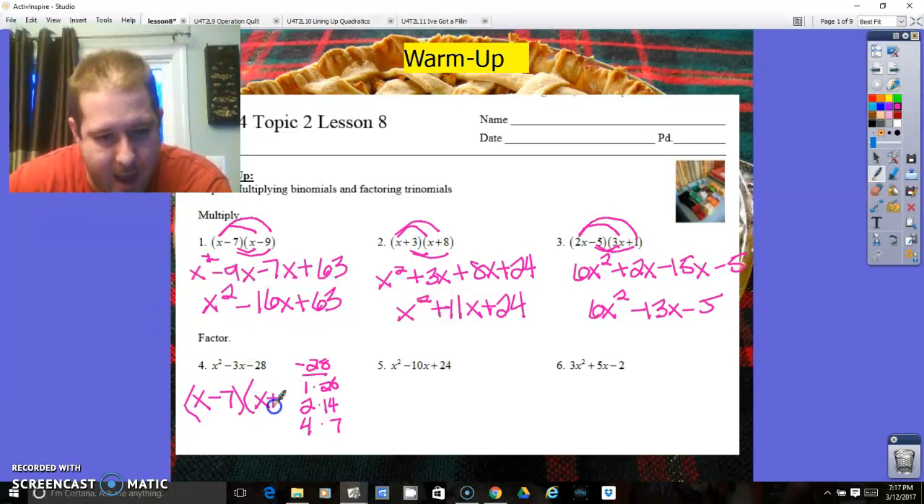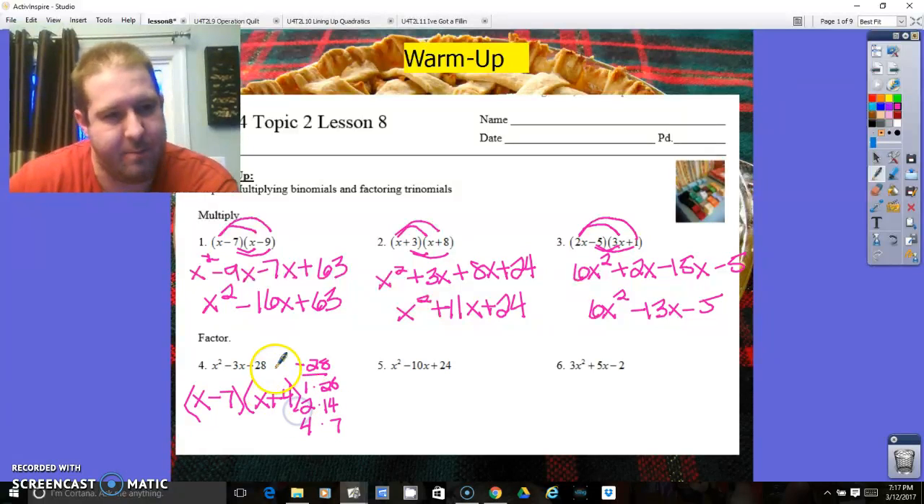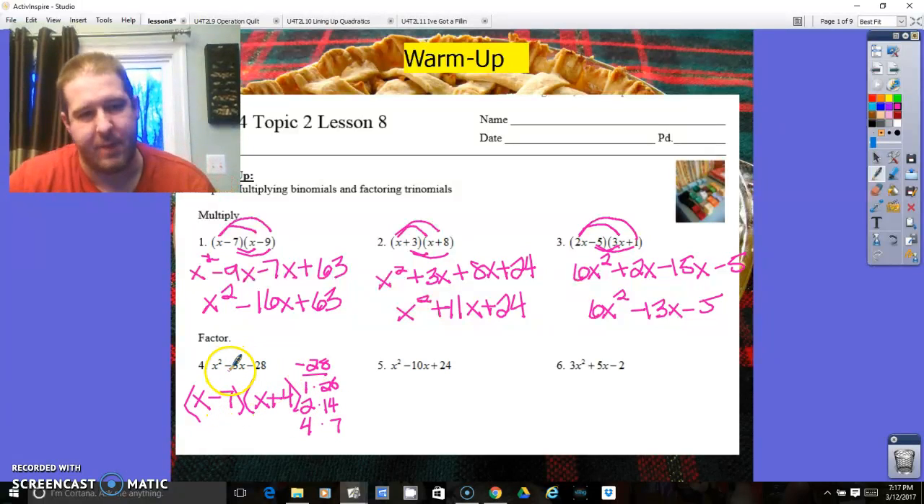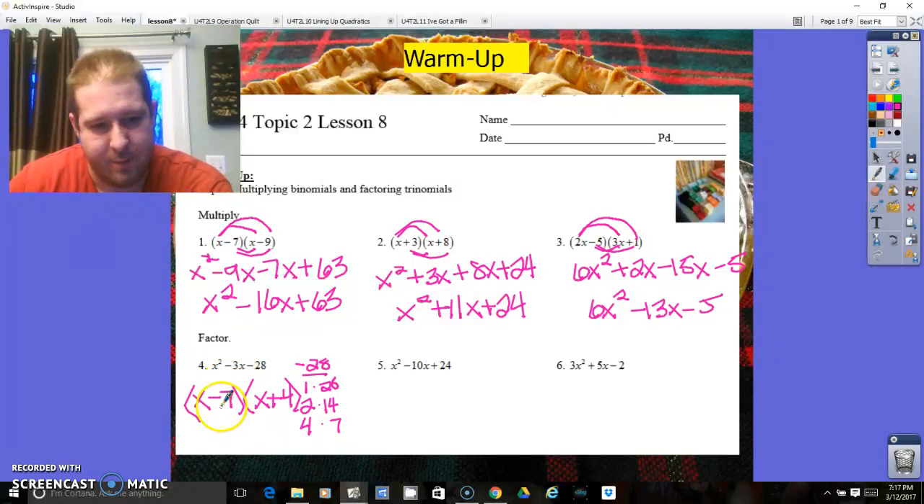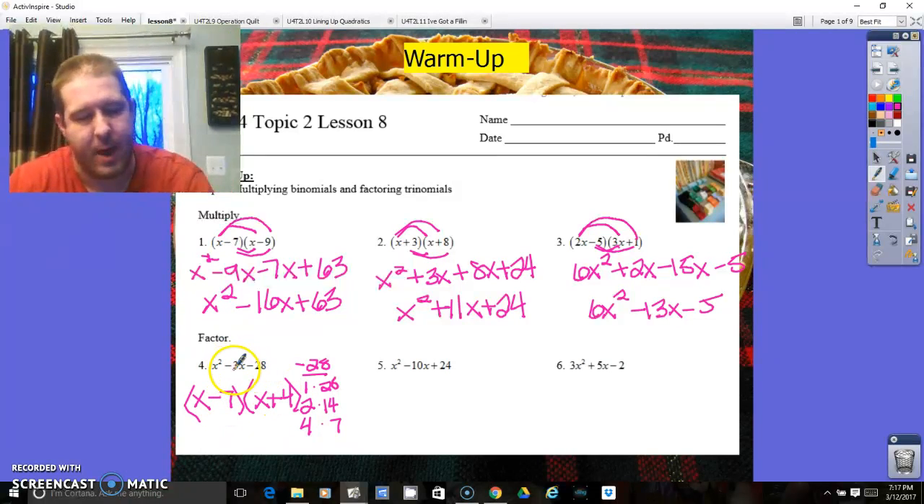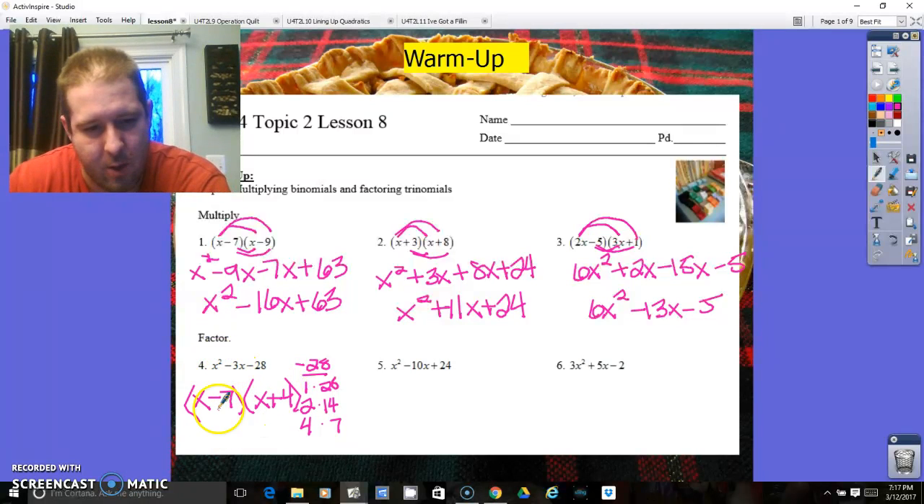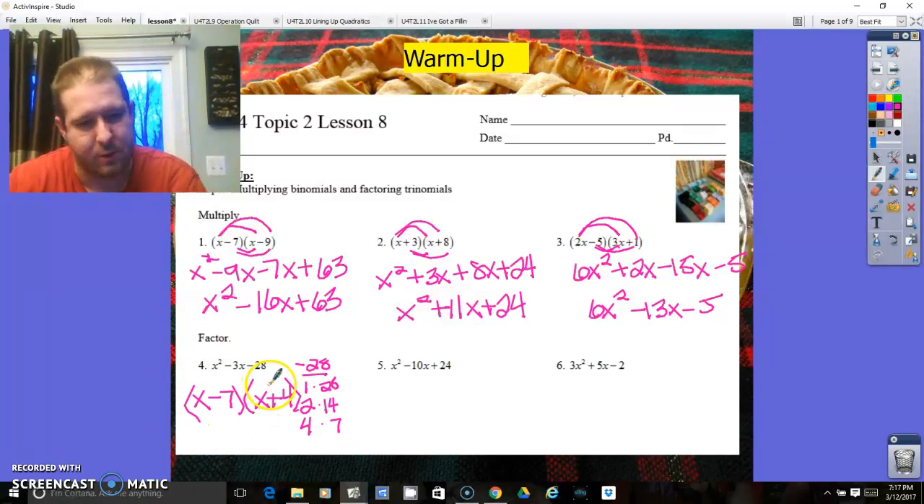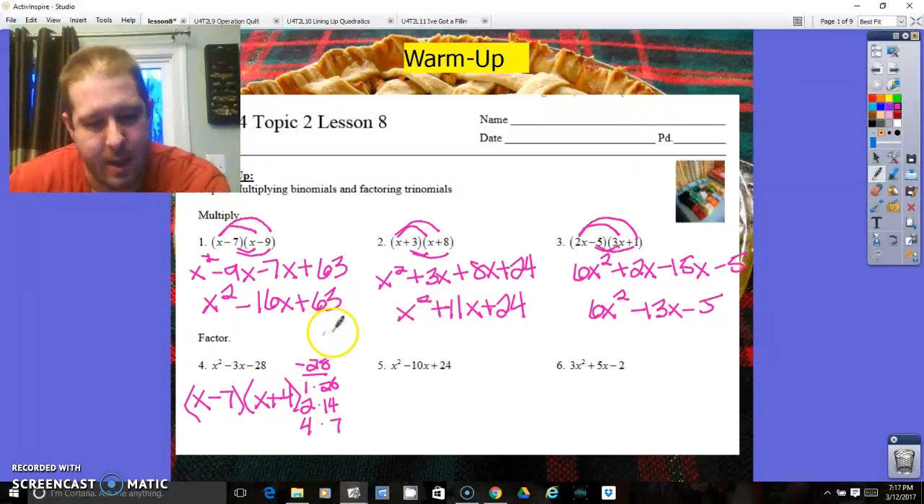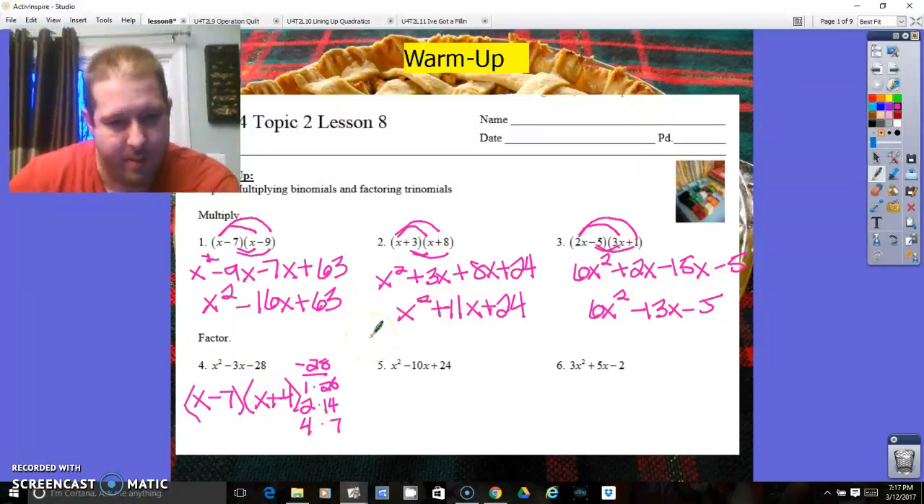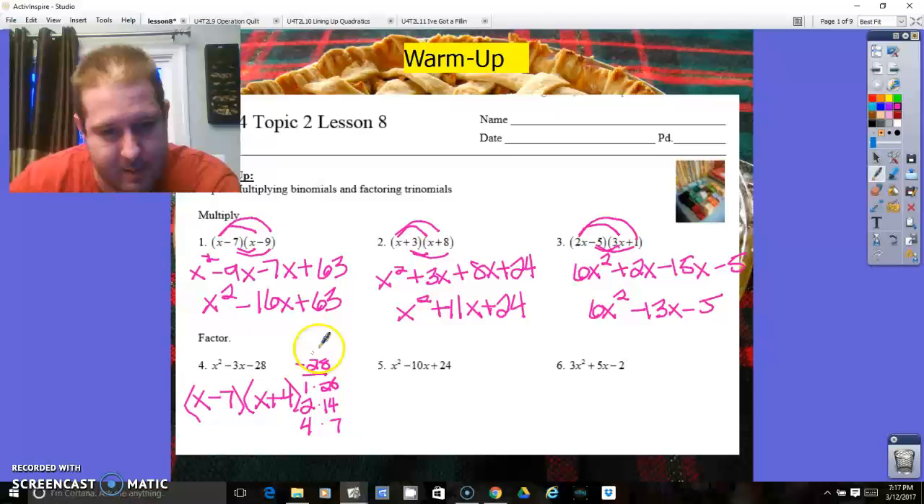Now keep in mind, it has to be the 7 that's negative, because these two terms have to add up to negative 3. And if the 7 was the positive and the 4 was the negative, then it wouldn't add up to negative 3, it would add up to positive 3. So this is the only way. Now you can reverse the two factors. You can flip the two and change the parentheses around, but you cannot change the signs.